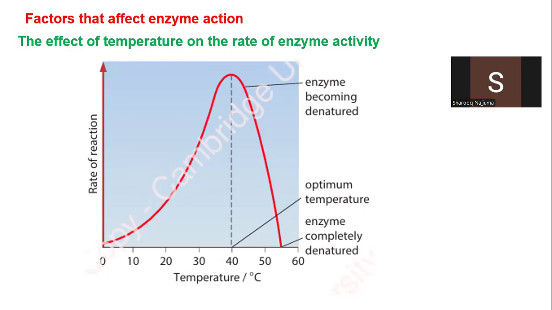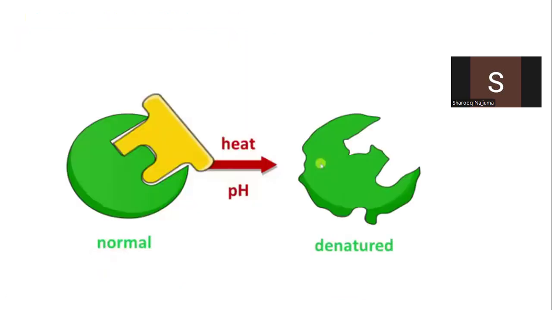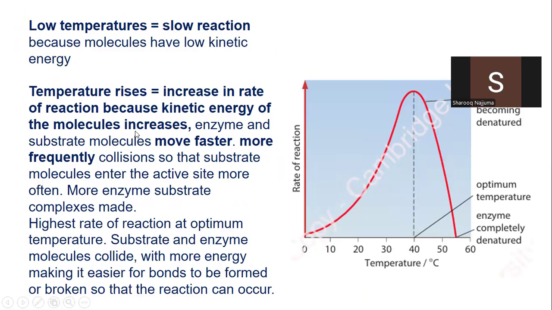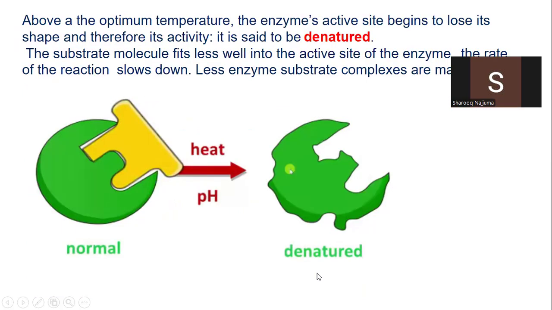You should be able to describe graphs and you should also be able to give an explanation. So this is what I've been talking about. Some of you would want to make notes. You can simply take a screenshot. But all the information I've been talking about is in this text. And even right here, above the optimum temperature, the enzyme's active site is lost. So the shape of the active site is lost. Substrate cannot fit into the active site. Less enzyme substrate complex is made. That is why the reaction decreases.